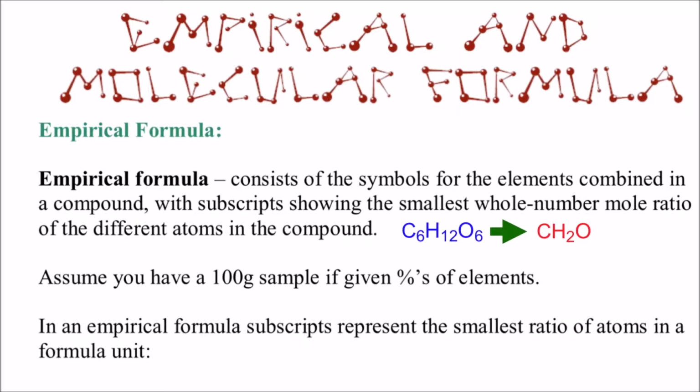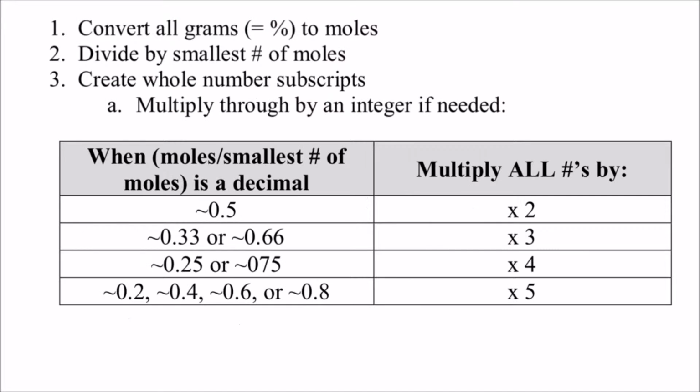Okay, so let's get down to how we find the empirical formula for any molecule, not just for glucose. If you are given percentages, then you are to assume that you have a 100-gram sample. When you do that, it allows you to change all of the percentages into grams. So step 1, you're going to convert all grams to moles. Remember, if you're given percentages, then you just change those to grams and then convert to moles.